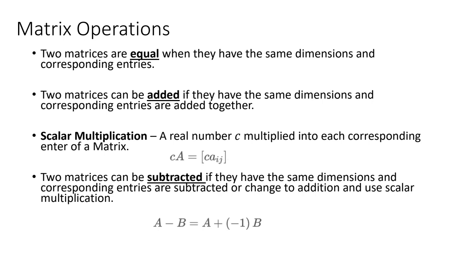Okay, and again, to subtract two matrices is the same as the addition. They have to be equal. And what does it mean to be equal? They have to have the same dimensions. They have to have the same size.